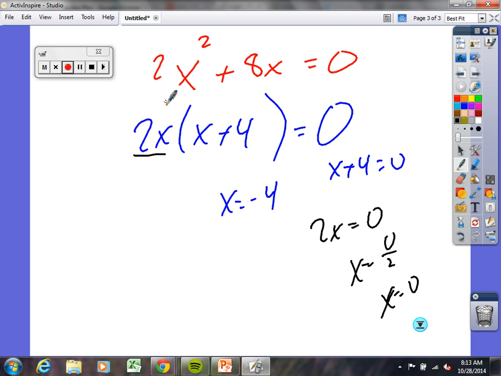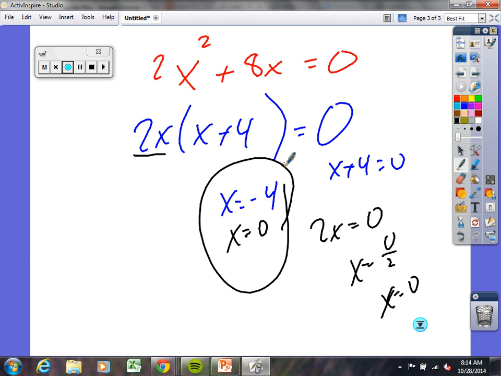So if you ever have just a single term, this is called a monomial, right? A single term, monomial. So our answers to this equation would be x equals -4 and 0. That's the answers.